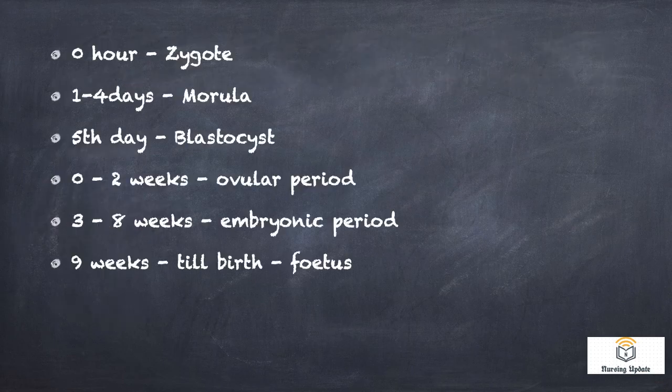From the first 0 to 2 weeks, it is known as the ovulatory period. It will be a little bit confusing, but you should remember: 0 to 2 ovum, 3 to 8 embryo, after 8 fetus. What is a zygote? 0 hours. 1 to 4 days, morula. From the 5th day onwards, blastocyst. So be clear with these terms. This may be asked in any of the exams.